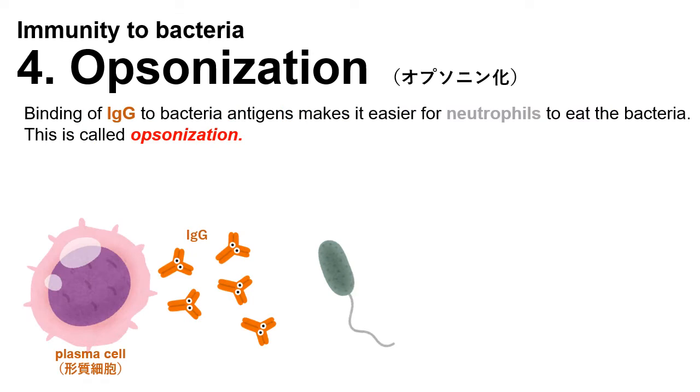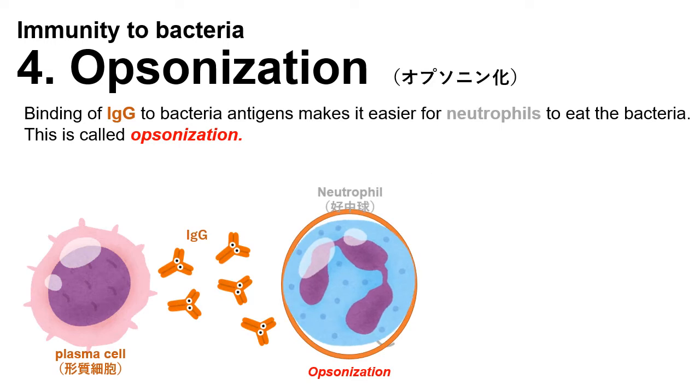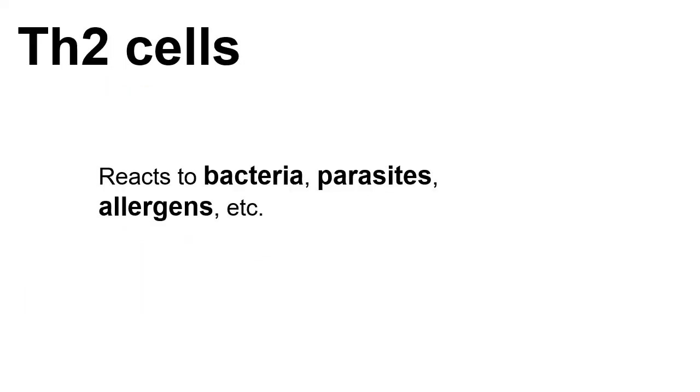The binding of IgG to antigens on the surface of bacteria makes it much easier for neutrophils to eat the bacteria. This is called opsonization. So far, we have seen a series of immune responses to bacteria. Here is a closer look at Th2 cells.